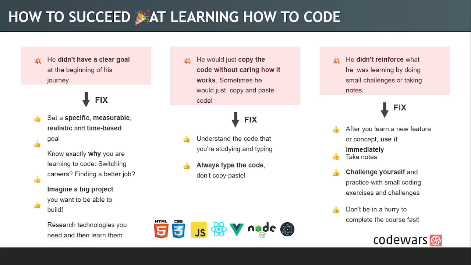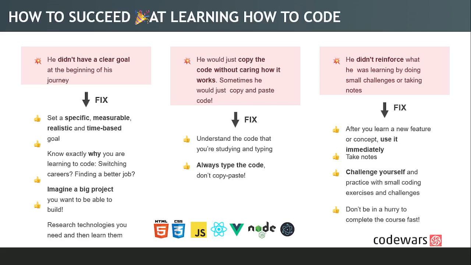First of all, the first problem John had was he didn't have a clear goal at the beginning of his journey. To fix this, set a specific, measurable, realistic, time-based goal. Just say by the end of this month I should have mastered JavaScript. Just say by the end of two months I should know CSS. And then be realistic. Don't set yourself up to fail by saying by the end of this month I will know how to make a mobile app. You haven't known anything yet, and you are just not being realistic to yourself. So set a specific, measurable, realistic and time-based goal.